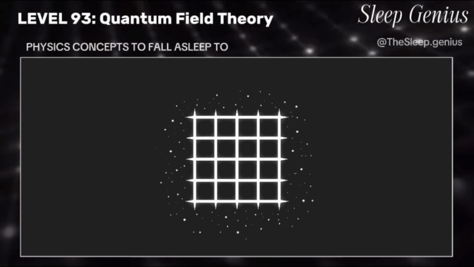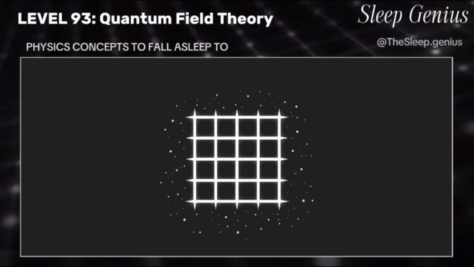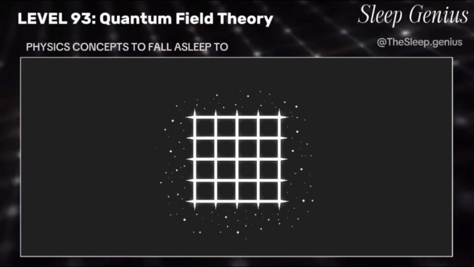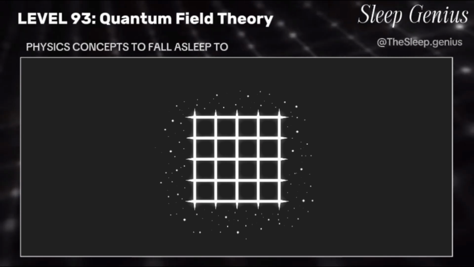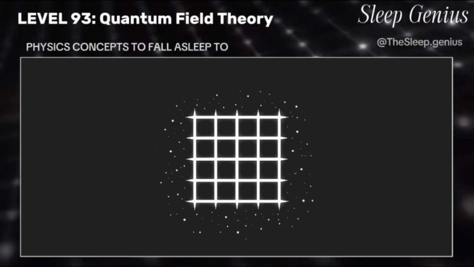These interactions create patterns that can be predicted, such as forces or particle collisions, showing how individual components affect the whole system. Fields can exist in various states, such as calm or excited. Particles can appear or vanish depending on energy conditions. Transitions between states explain processes like light emission or particle decay.